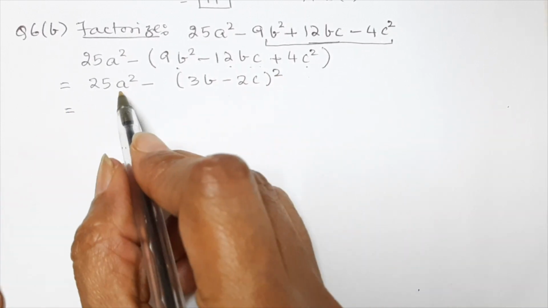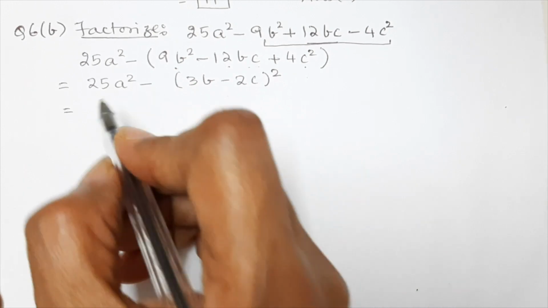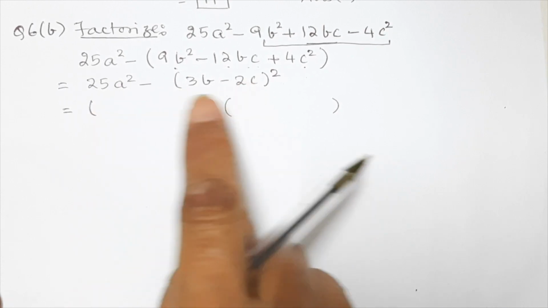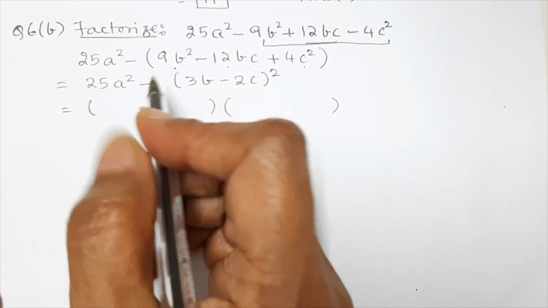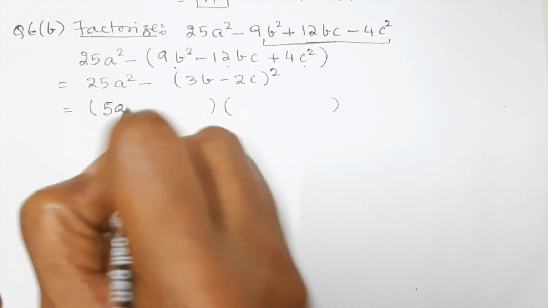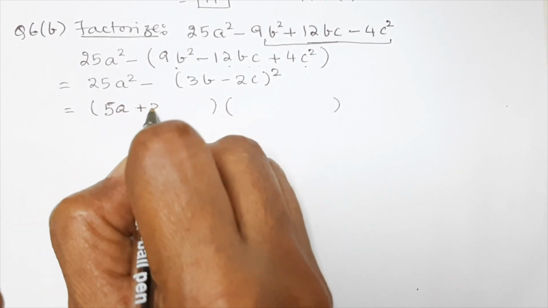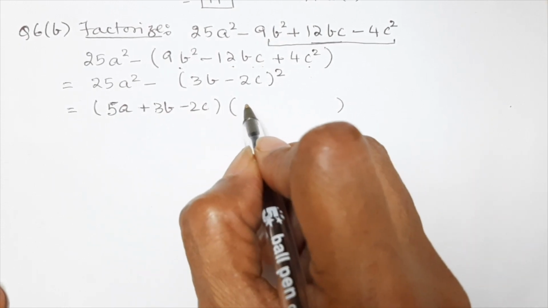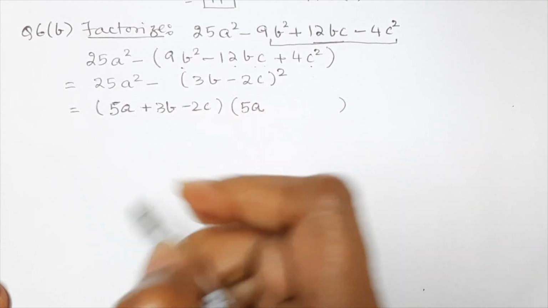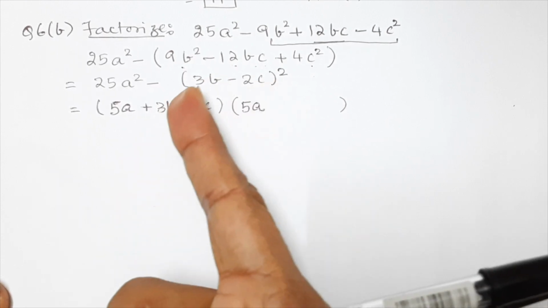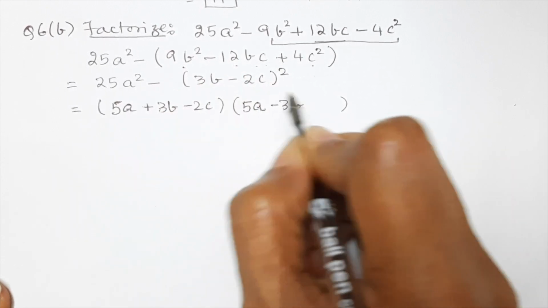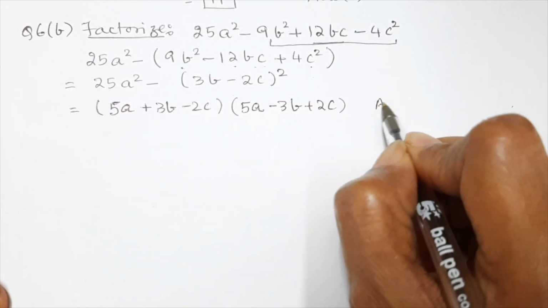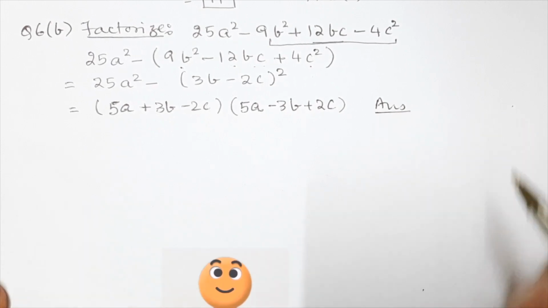So you will see this is like your a square minus b square. So you will have 2 brackets. You will have a plus b and a minus b. Now 25a square is the square of 5a. So 5a plus 3b minus 2c will be the first bracket, and the second bracket will be 5a minus this bracket, so minus 3b, and this will be plus 2c. After this we cannot do anything more, and so that is our answer.